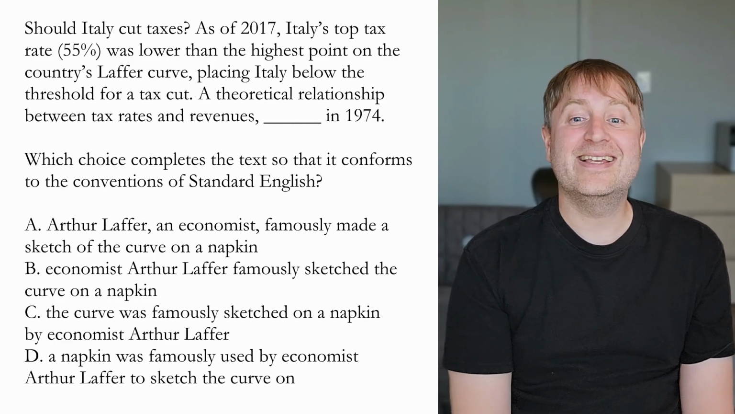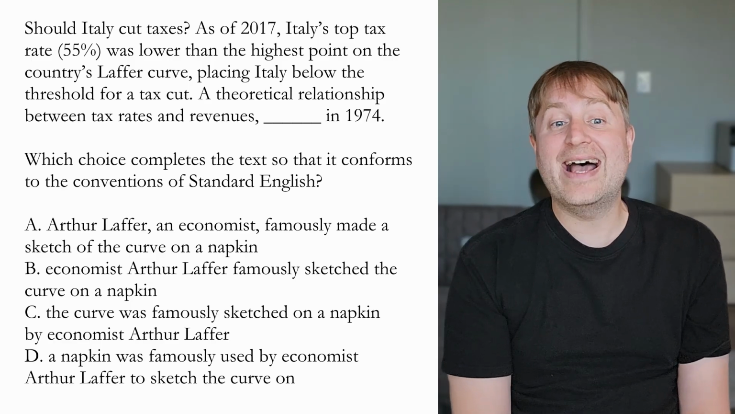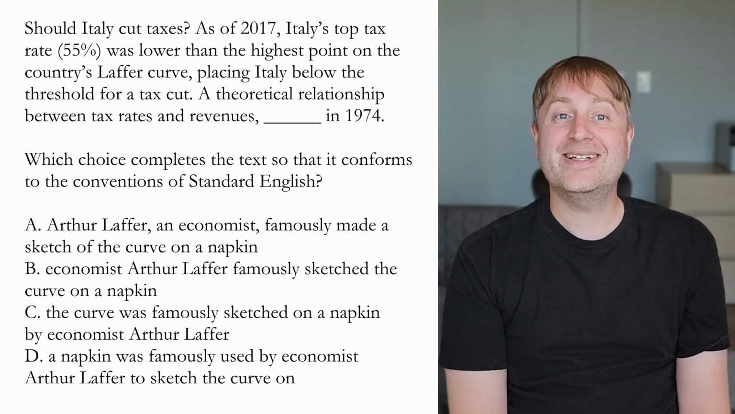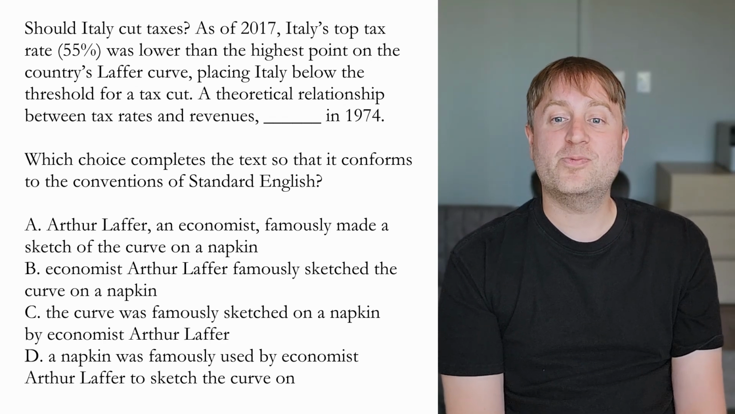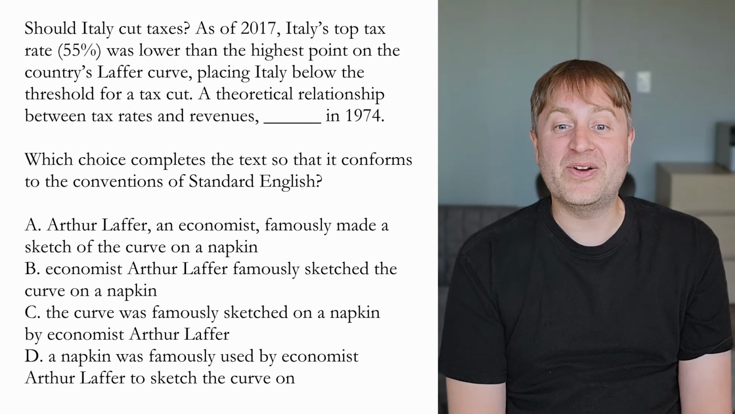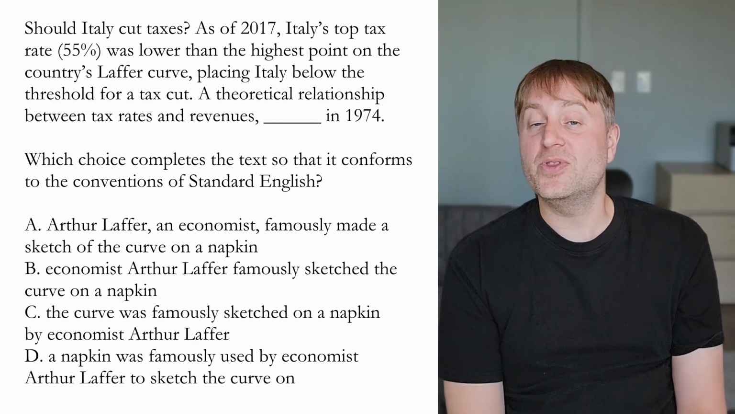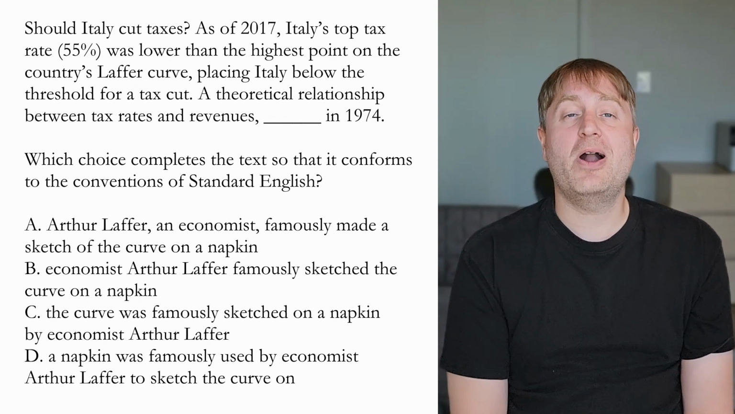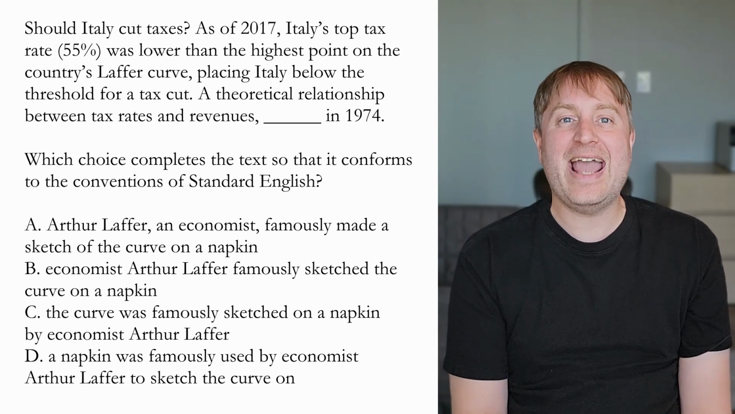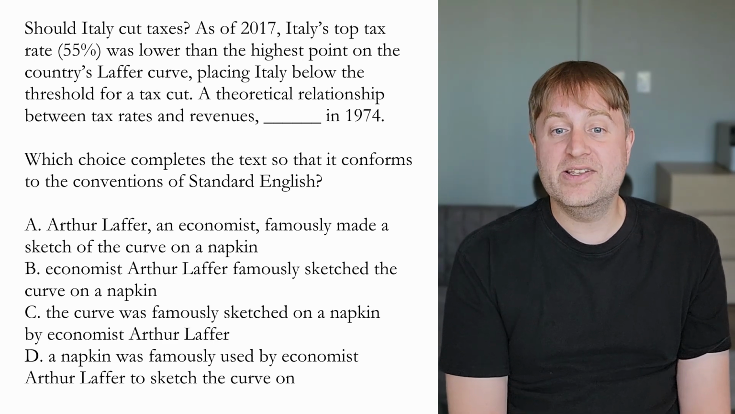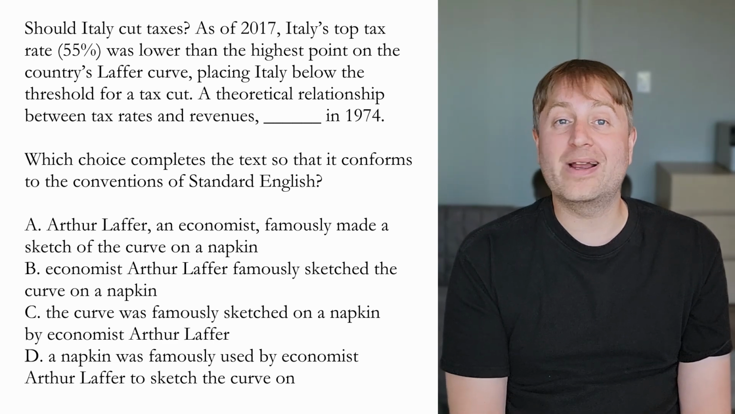Now with a question like this, all we need to do is to look at the last sentence, and specifically the first part of it. A theoretical relationship between tax rates and revenues, blank. So the key thing to remember here is that whenever you start a sentence with a phrase followed by a comma, whoever or whatever the phrase describes must come immediately after the comma. Therefore, the question we need to ask ourselves is, who or what does this phrase describe?